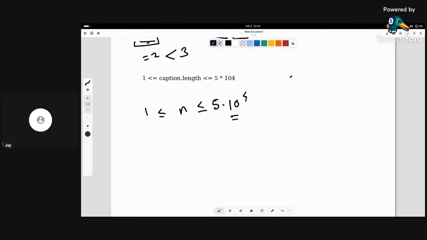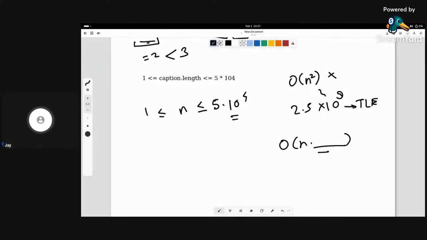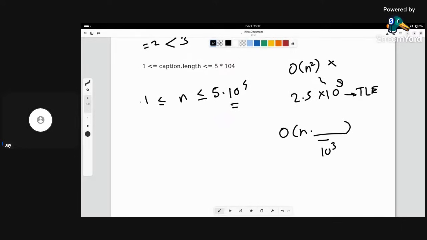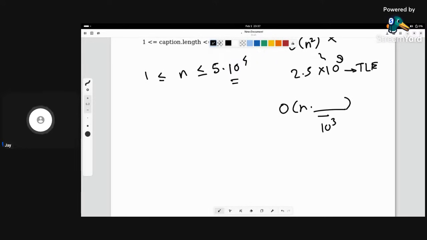Well, an O(n squared) solution won't pass in this case, because 5 times 5 is 25, so you would have 2.5 times 10 raised to power 9 type of complexity over here. That would definitely lead to a TLE. But you could have O of n times something that's pretty big, like something up to 10 raised to power 3. So the first thing is that even if you have something that's a bit heavy in each iteration, that would work.